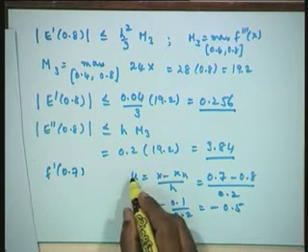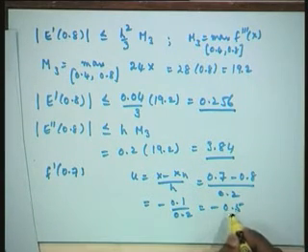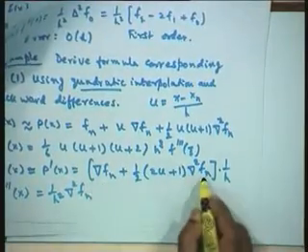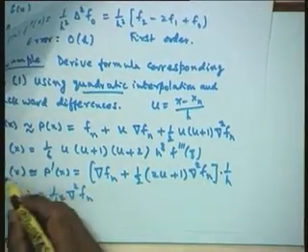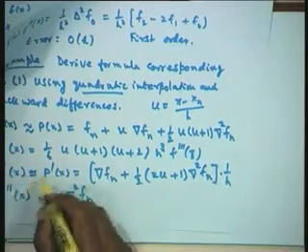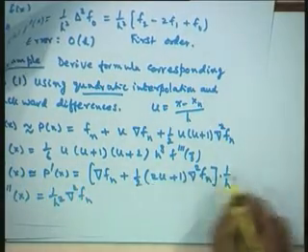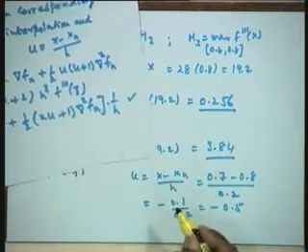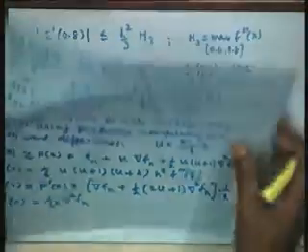Therefore, the value of u would be minus 0.5, and I shall be using this value of u in this expression to find out the value of the derivative at a non mesh point, so any intermediate point. I shall use this formula directly by finding u and substituting over here. The same thing is true for the other derivatives also.